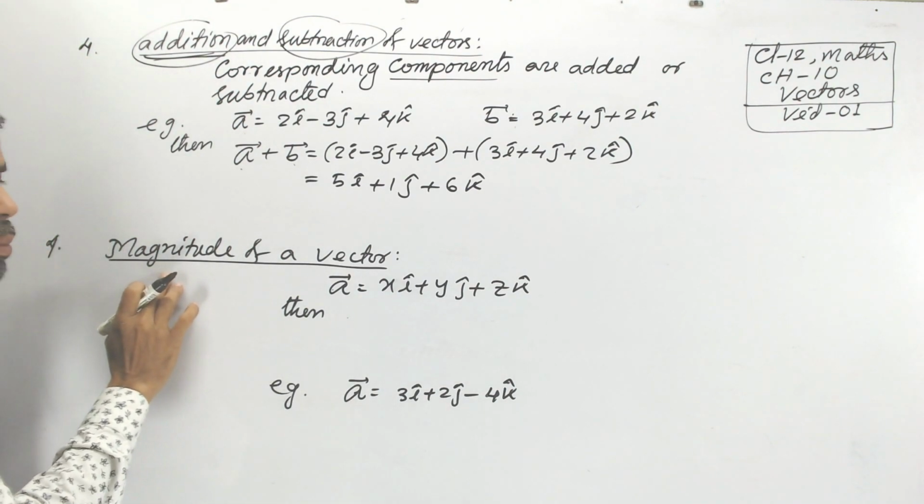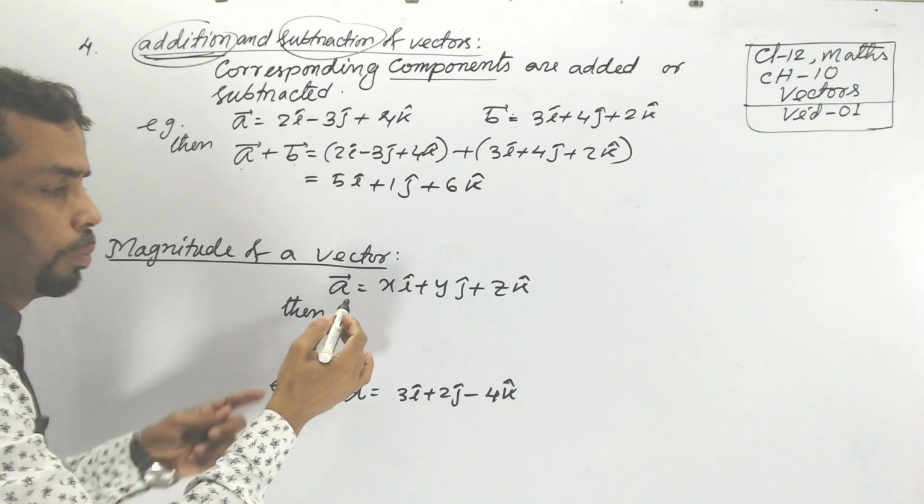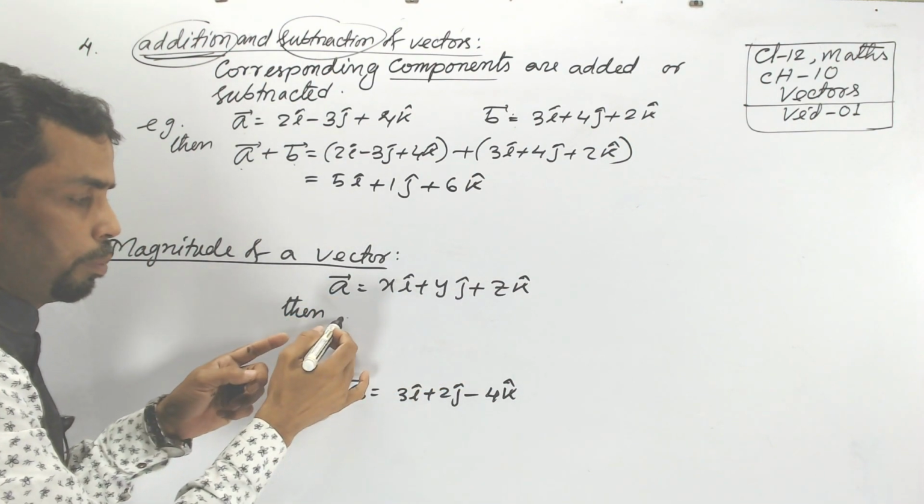Then the next topic is the magnitude of a vector. Taking an example, A equals xi plus yj plus zk. Then its magnitude.